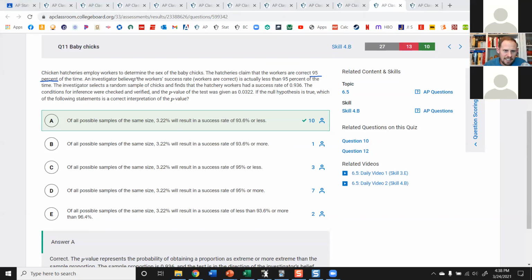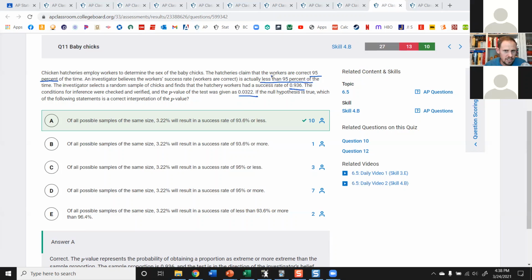Anyways, an investigator believes the workers' success rate is actually less than 95% of the time. The investigator selects a random sample of chicks and finds the hatchery workers had a success rate of 0.936. So that's not far off. The conditions for inference were checked and verified. The p-value was given as 0.03. If the null hypothesis is true, which of the following statements is a correct interpretation of P?